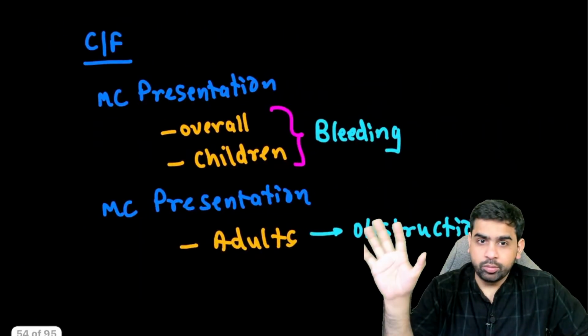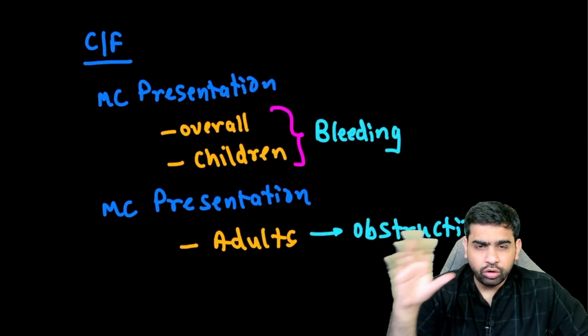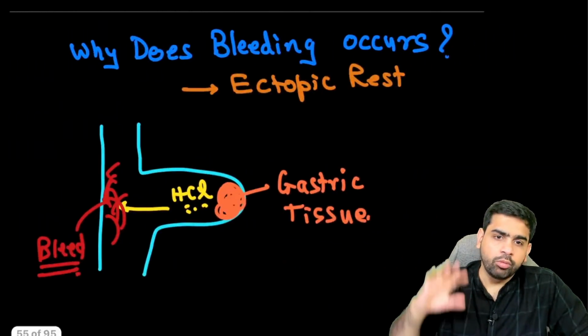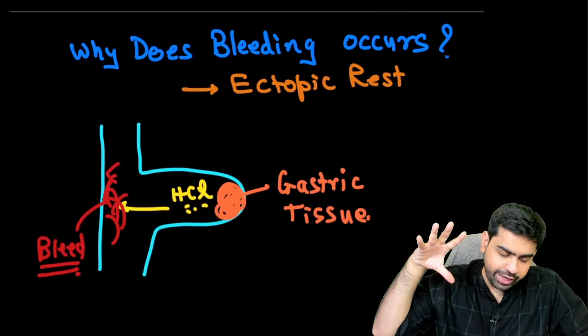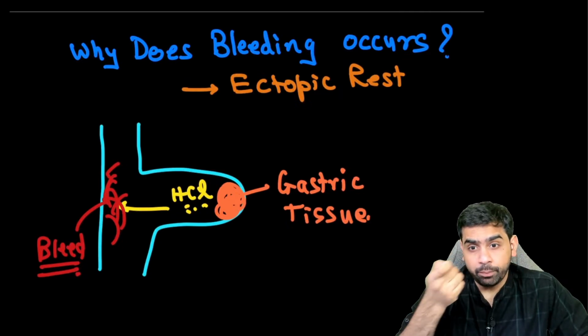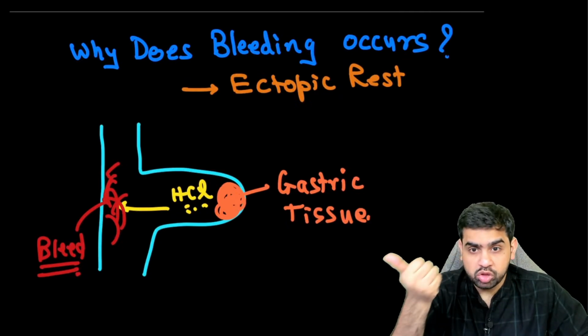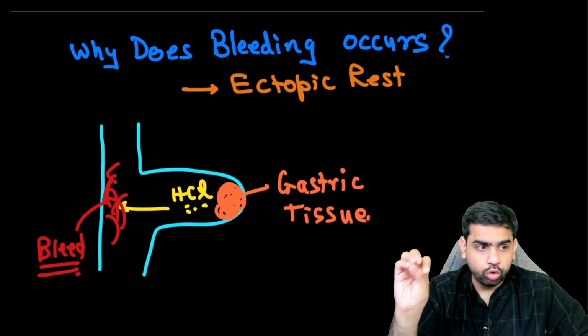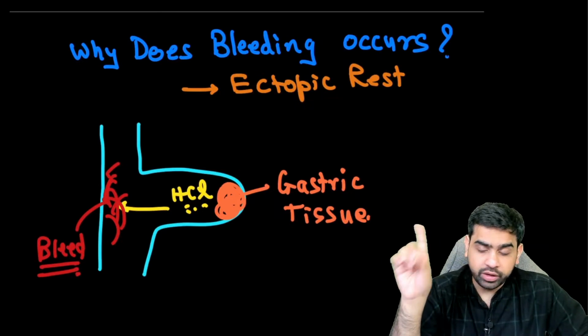Okay, now what about the clinical features? The most common presentation overall and in children is bleeding. The most common presentation in adults is intestinal obstruction. Okay, now why does the bleeding occur? Because there is an ectopic rest. Now what is the ectopic rest present over here? Yes, the most common ectopic tissue present over here is gastric tissue.